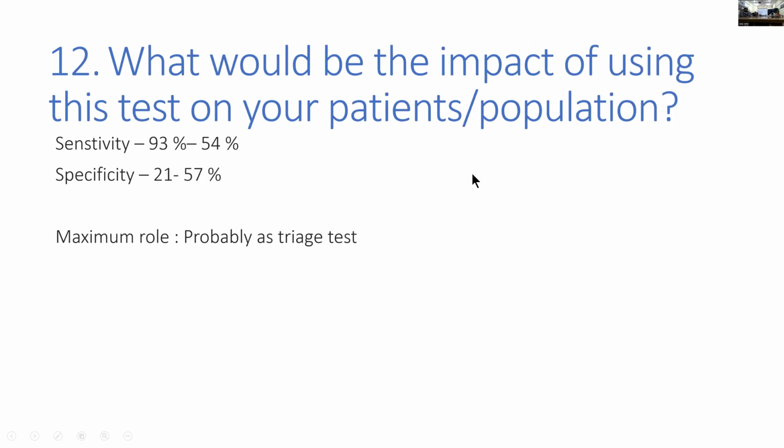So what would be the impact of using this test on your population? This is the sensitivity and specificity we have. This probably cannot be used as a confirmatory test, probably as a triage test as it is in the guideline. But if you look at a patient's clinical scenario, we would also look at the prevalence or the pre-test probability. And if you're using that, this test probably really doesn't have much role.